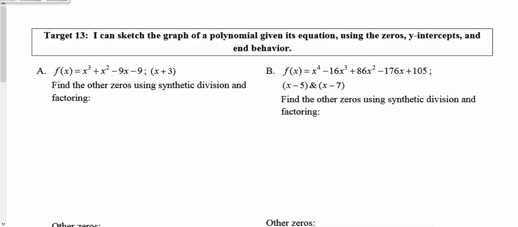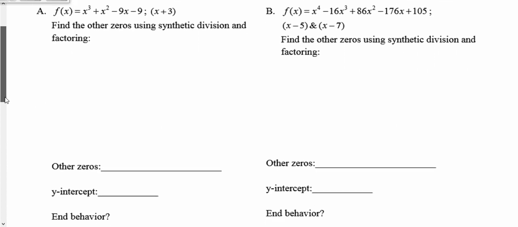Okay, moving on to the last target of the unit, target 13. So this is basically the opposite of what we just did. So now I'm going to give you the equation, and you're going to come up with the graph. And so all the steps here are going to be given to you on your test as well. And it really just kind of walks you through the process of figuring out what your graph should look like.